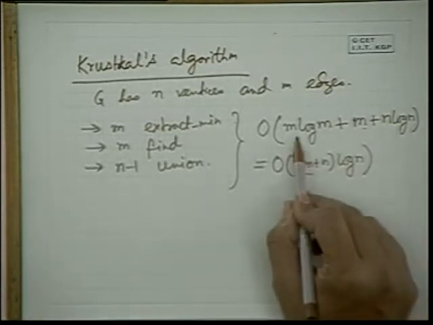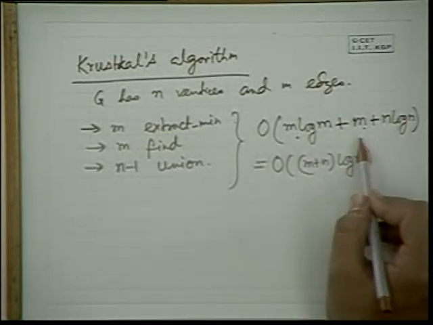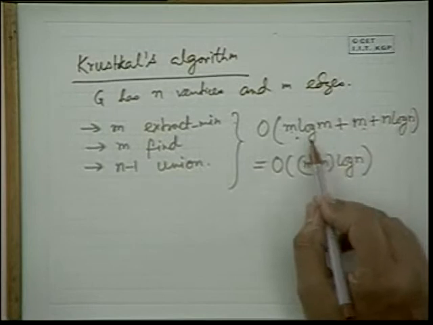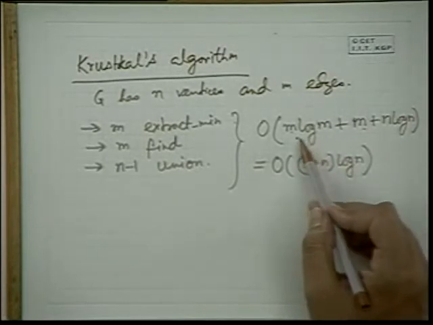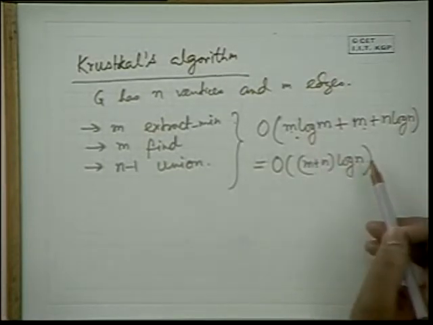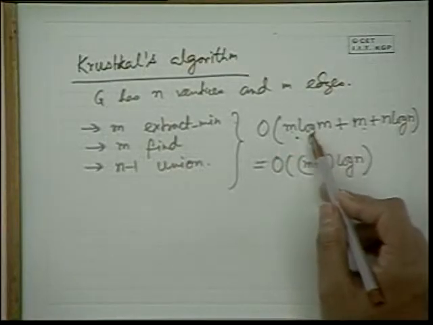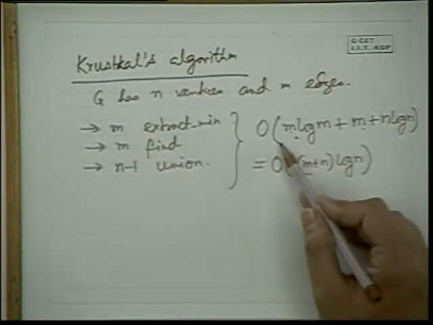because this m is superseded by this m log n. So I can take out m from the order, and then m plus m. And can somebody tell me why I can replace log m by log n? m is always less than n square. So at most it is m log n square, but n square is also log n because 2 comes as a constant factor.